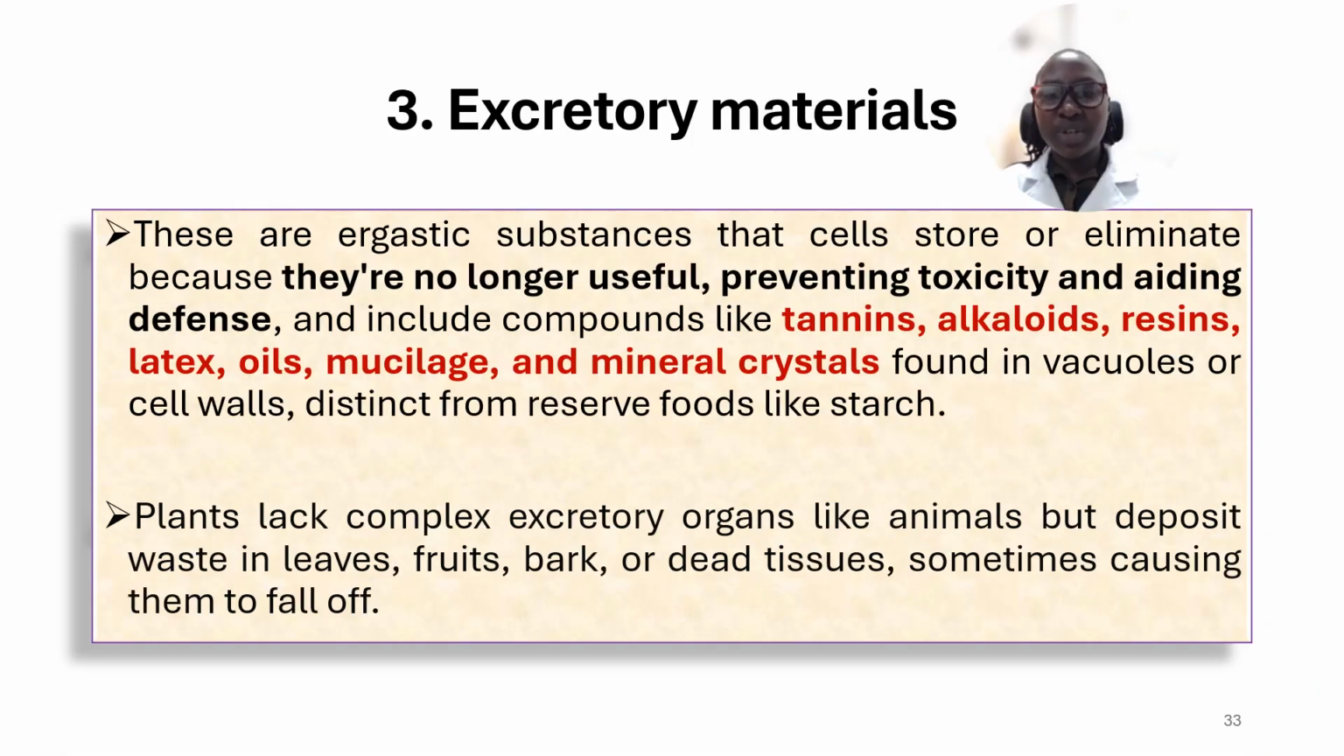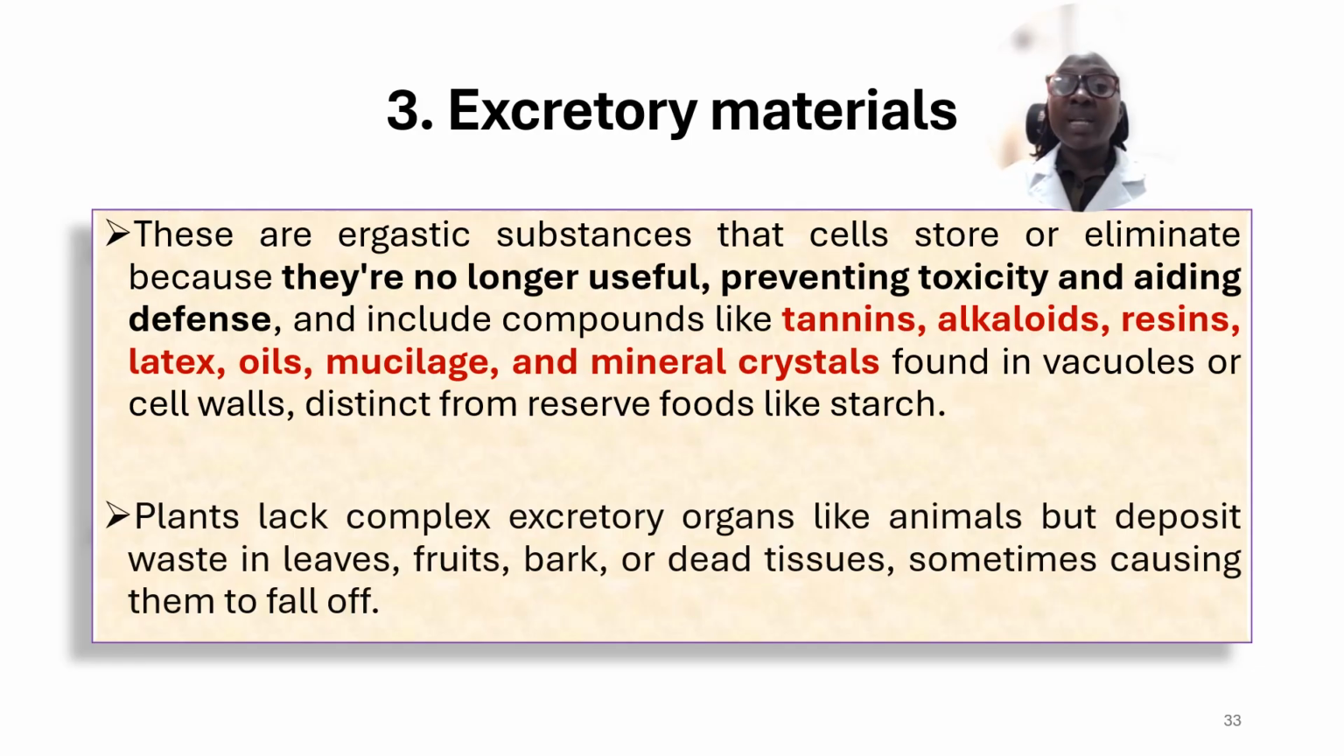Excretory materials. I'll spend much time on these, especially on alkaloids and mineral crystals. You will read on by yourselves on some other issues. You can even comment and discuss in the comment section about these other materials that have been left out. So these excretory materials are ergastic substances that cells store or eliminate because they are no longer useful.